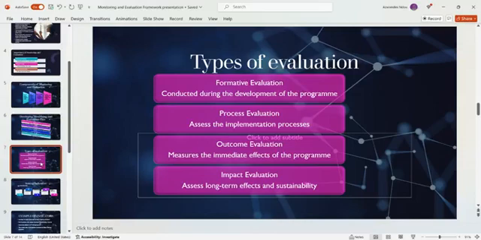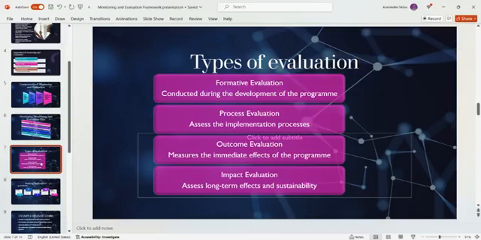The process evaluation talks about the processes that you will follow during the implementation. The outcome evaluation looks at the immediate effects of the program. Many times we look at process evaluation, outcome evaluation, and impact evaluation. The impact evaluation looks at the long term. I want to clarify this because I think at times people misunderstand it. Outcome and impact evaluation are not the same. The outcome looks at short to medium term results, while impact looks at the long term.